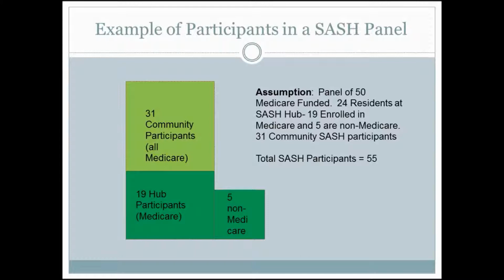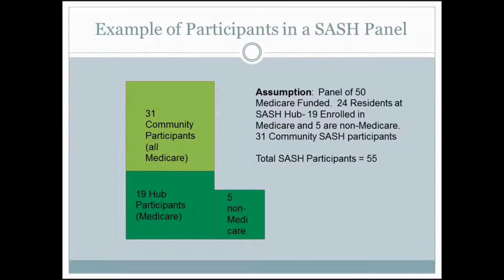So let's say we're 6 months later, and the SASH coordinator has been busy building this panel. At the end of the day, they got all 19 of their Medicare participants to join SASH, so they have 19 Medicare participants living in the hub site. They have those 5 that are non-Medicare, and this organization had a HUD grant, so they said, okay, let's definitely offer SASH to my non-Medicare residents because I have some existing funding. And then they had to reach out to 31 other Medicare participants out in the community. So in this particular situation, this half panel, when you add up all the numbers, actually comes out to 55.